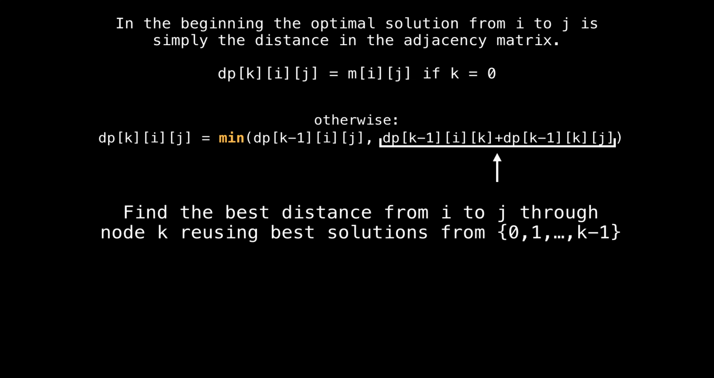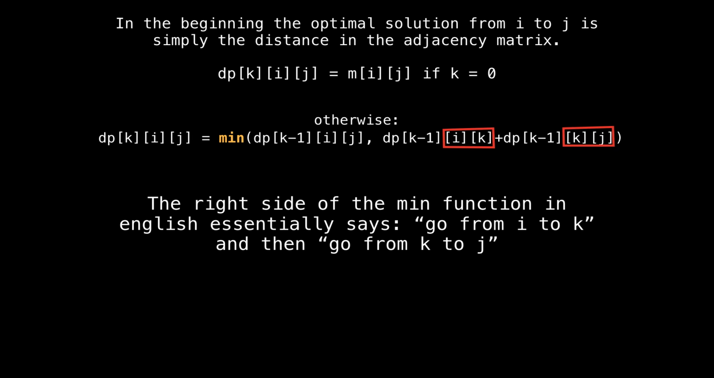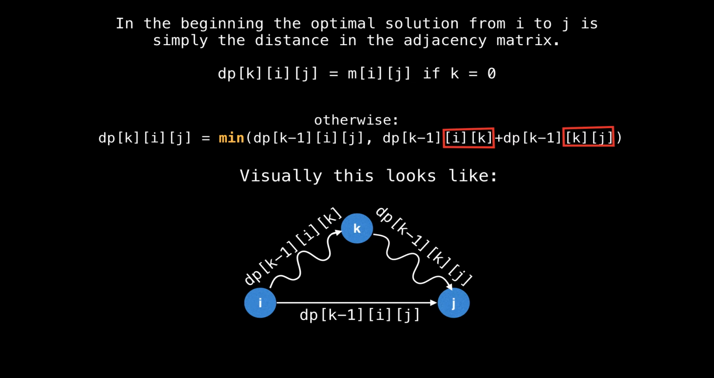The right-hand side of the recurrence finds the best distance from i to j, but routing through node k, reusing the best solutions from 0 to k-1. If we analyze the right side of the min function, in English it basically says go from i to k, then go from k to j. Visually, this is what it looks like. You start at i, route through some nodes, get to k, and then from k, route back to j.